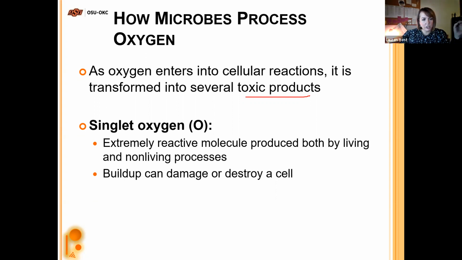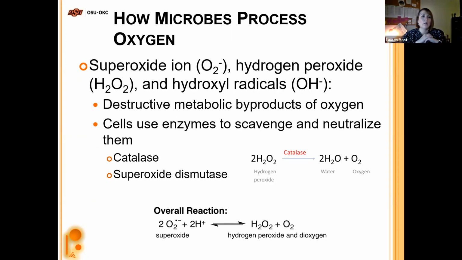We have singlet oxygen. It's a reactive molecule produced by both living and non-living processes. And by non-living, I'm not talking about dead things. I'm talking about things that aren't alive, like just normal chemical reactions in the environment. Buildup can destroy or damage a cell. Then we have these others: the superoxide ion and hydrogen peroxide and hydroxyl radicals. So we have to be able to deal with all four, these three and the one a minute ago. These are disruptive metabolic byproducts of oxygen.